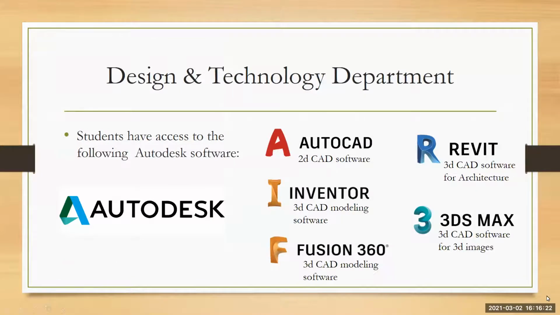We have a variety of software that we use in the classroom. Our drawing software is Autodesk software. We use AutoCAD, which is a 2D software, Inventor, a 3D software, and Fusion is also a 3D software. For the architecture class, we use AutoCAD and Revit. In the mechanical or the engineering classes, we use AutoCAD, Inventor, and Fusion. 3ds Max we use in the animation class.